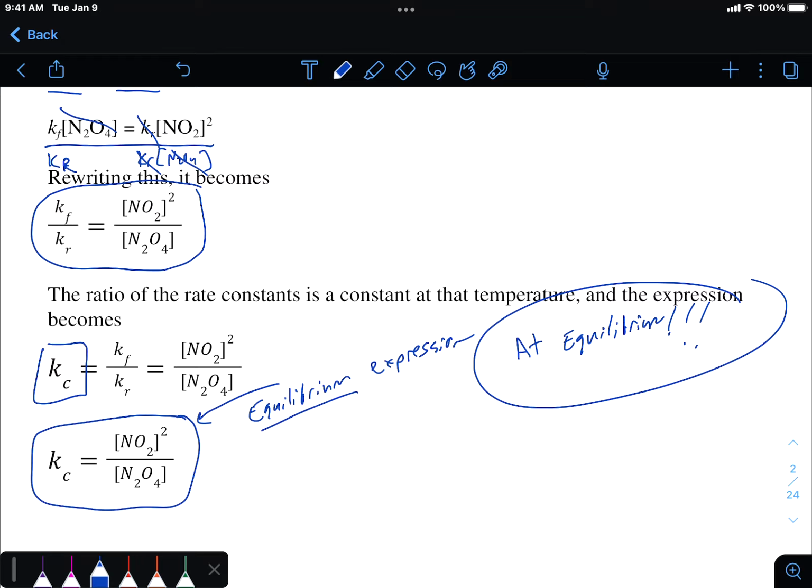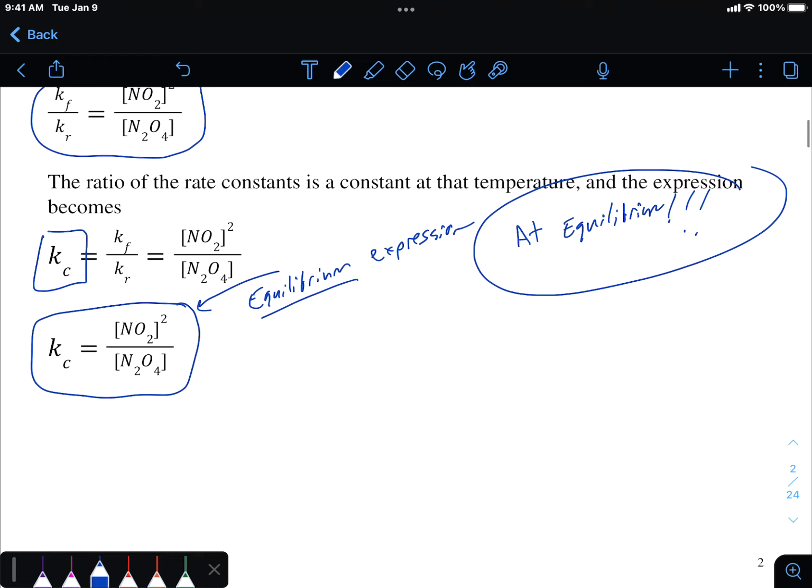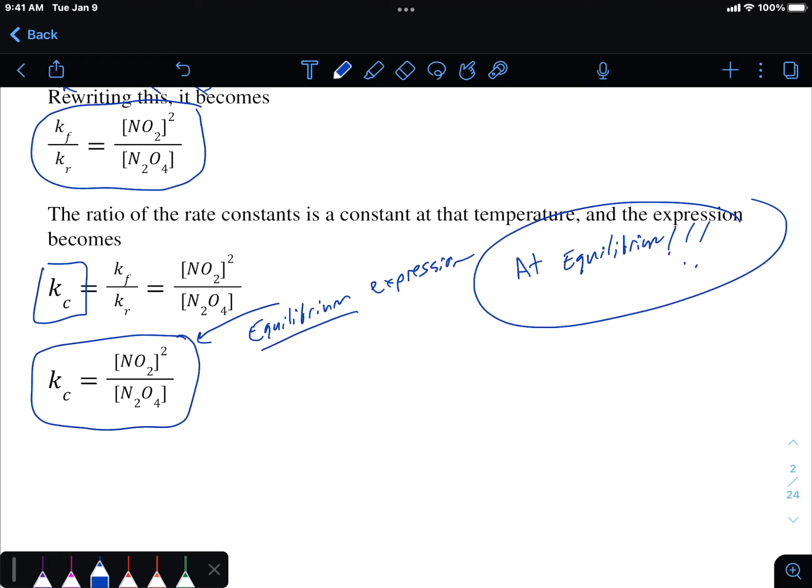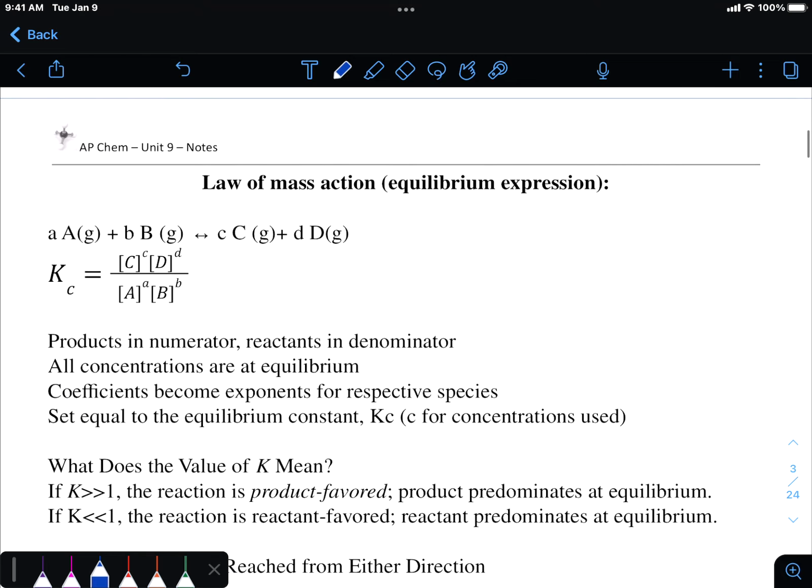So another way to think of it is you can find what the value of this constant is if you know what the equilibrium concentrations are of the reactants and products. And that is your first type of problem, to be able to solve for the equilibrium constant.